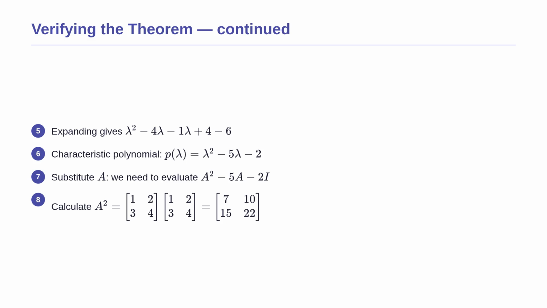Continuing with our calculation, we expand the terms we just set up. Multiplying the binomials and combining like terms simplifies our expression to lambda squared minus 5 lambda minus 2. This is our characteristic polynomial. According to the theorem, if we replace lambda with our matrix A, the expression A squared minus 5A minus 2I should equal the zero matrix. To check this, we first need to find A squared. We do this by multiplying the matrix by itself using standard row by column matrix multiplication, which gives us a new matrix with entries 7, 10, 15, and 22.